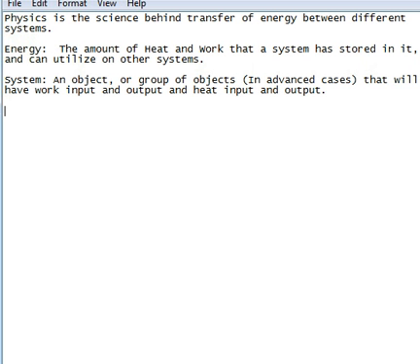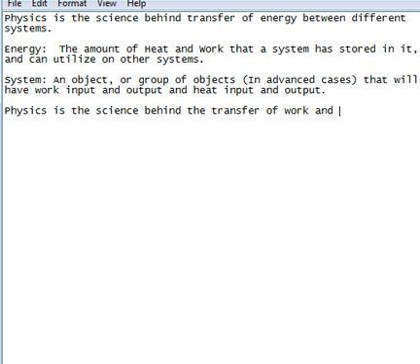So if you want to write that out in plain English so everyone can understand: physics is the study of, or physics is a science behind the transfer of work and heat on different objects or groups of objects.